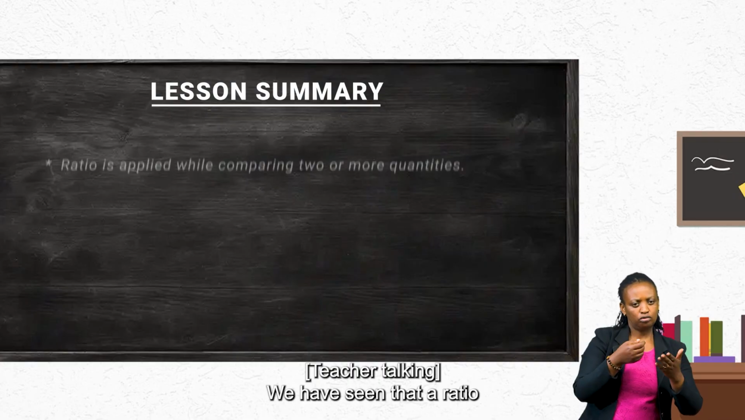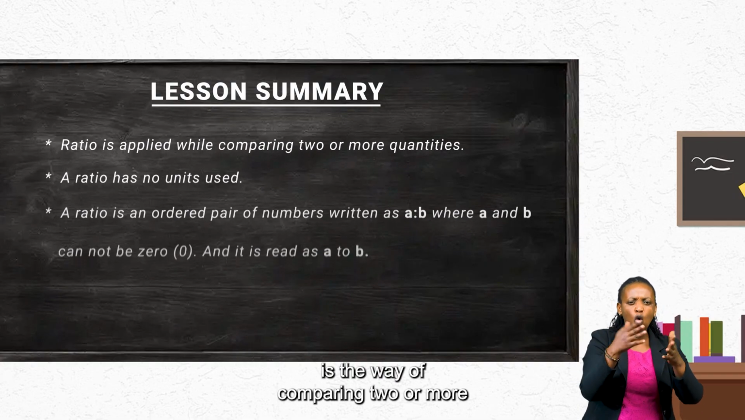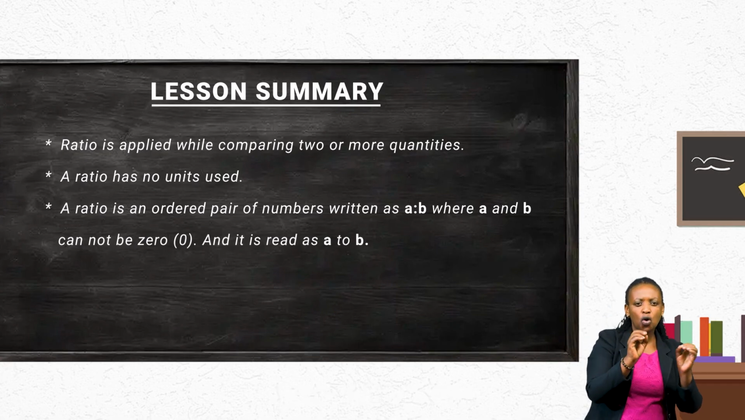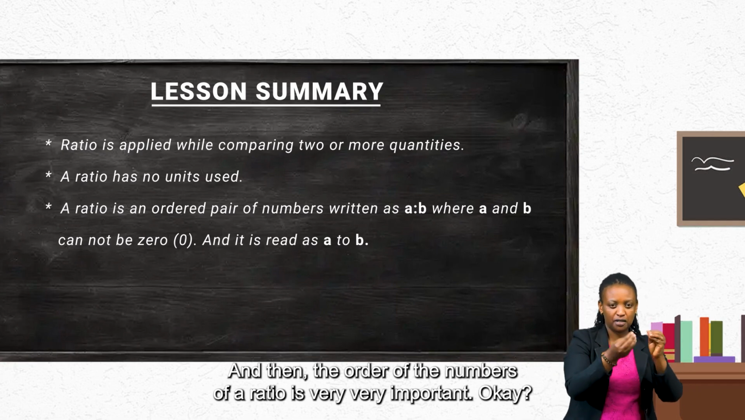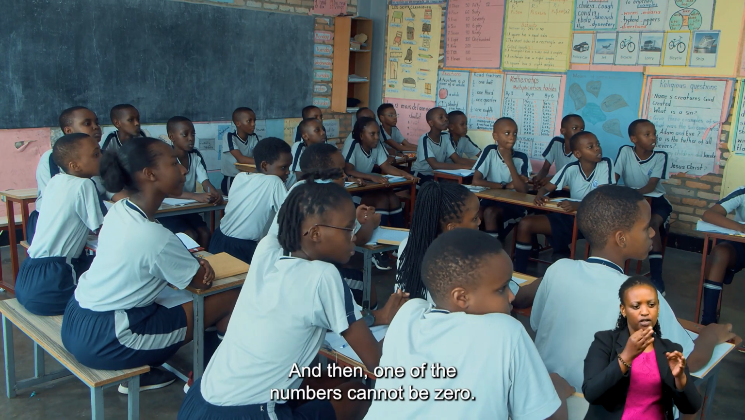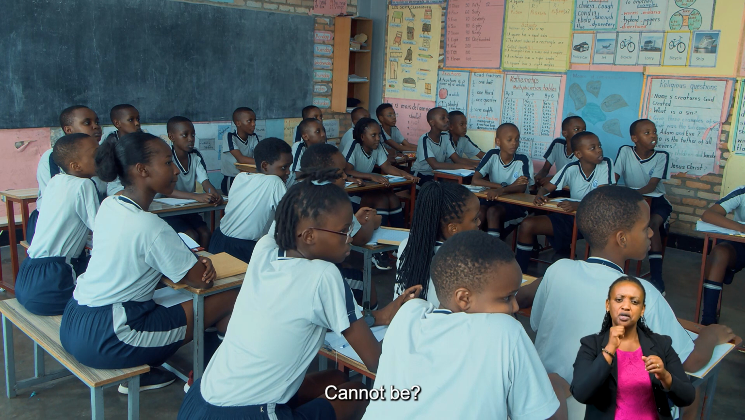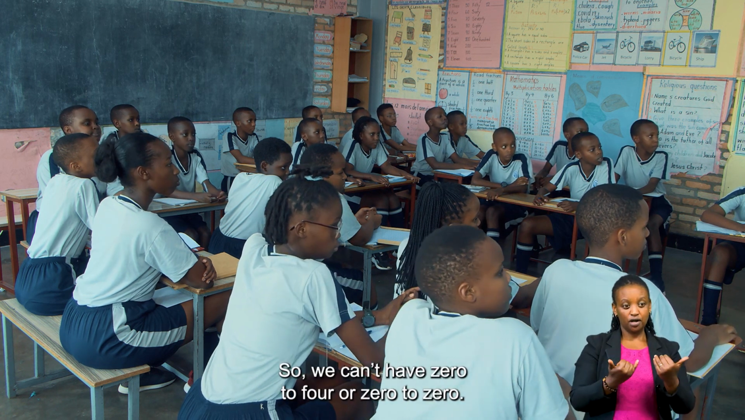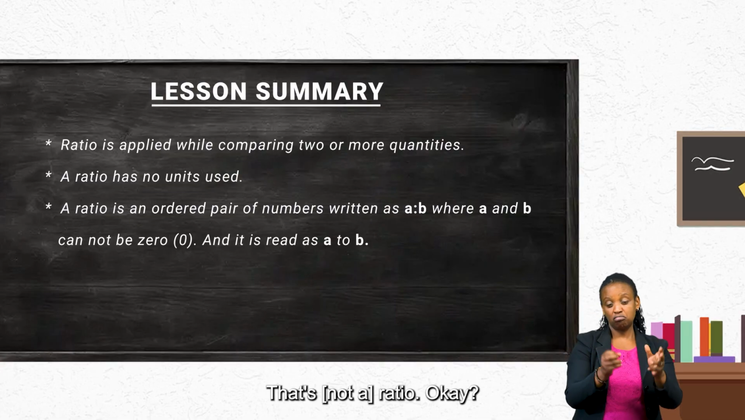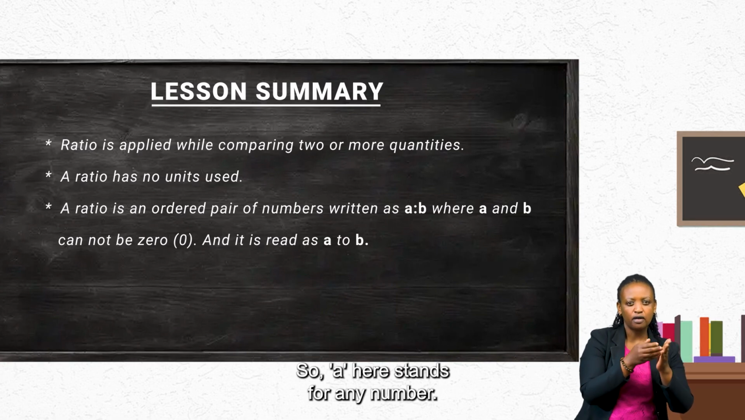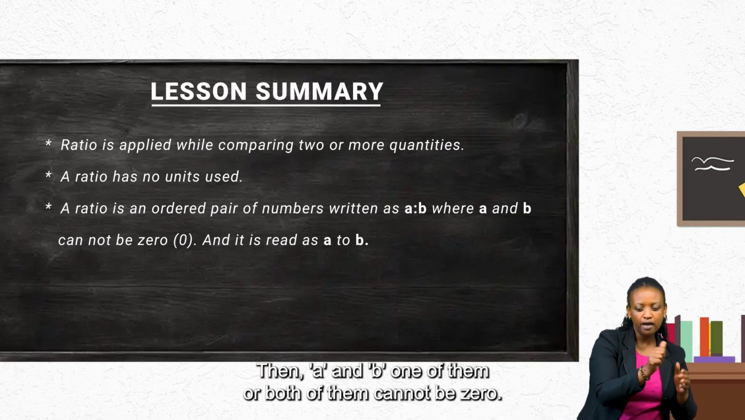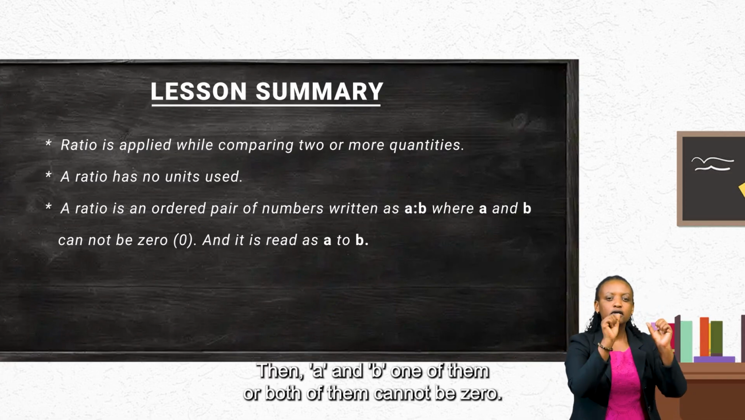We have seen that a ratio is the way of comparing 2 or more numbers or quantities, okay? And a ratio has no units. And then the order of the numbers of a ratio is very, very important, okay? And then one of the numbers cannot be 0. So we can't have 0 to 4 or 0 to 0, that ratio, okay? So A here stands for any number. B stands for any number. Then A and B, one of them or both of them cannot be 0.